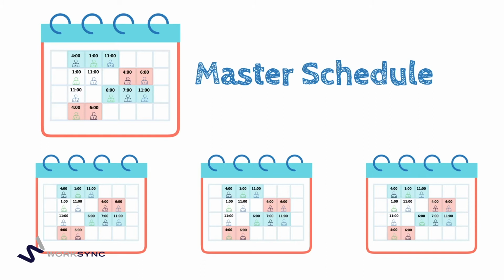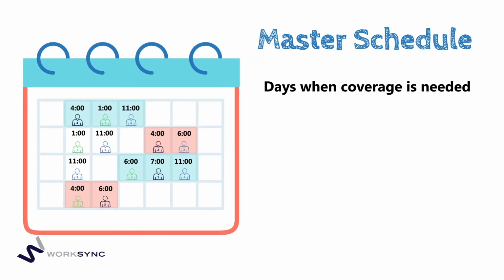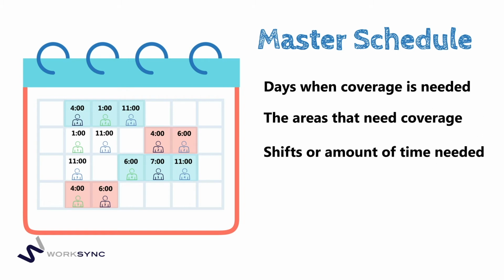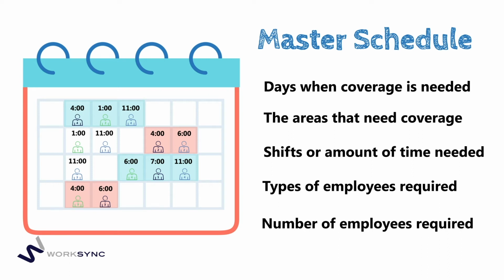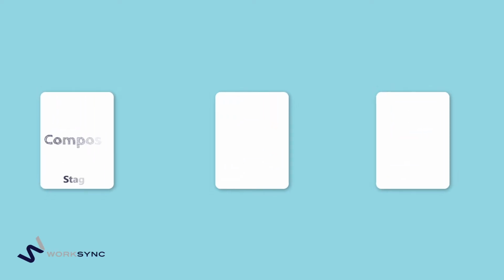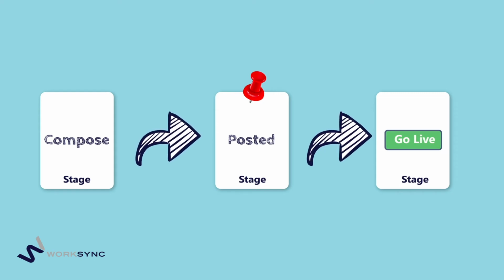The master schedule is divided into several categories: the days when coverage is needed, the areas that need coverage, shifts or the amount of time needed, work position or the types of employees required, and coverage schedule or the number of employees required. The scheduling process is broken into 3 stages: compose, posted, and live, each with its own set duration. These stages make up your workflow as a scheduler.